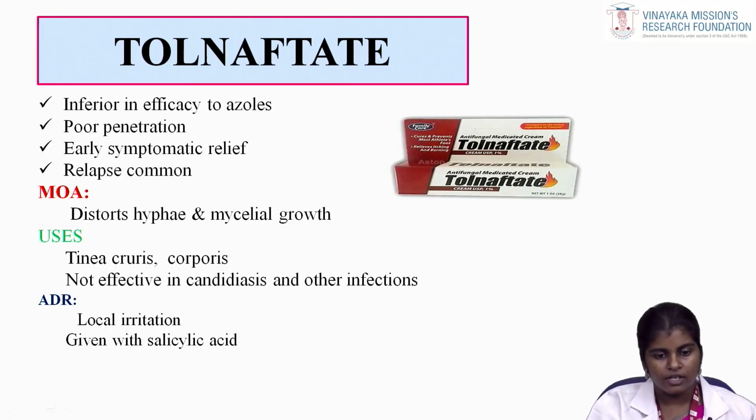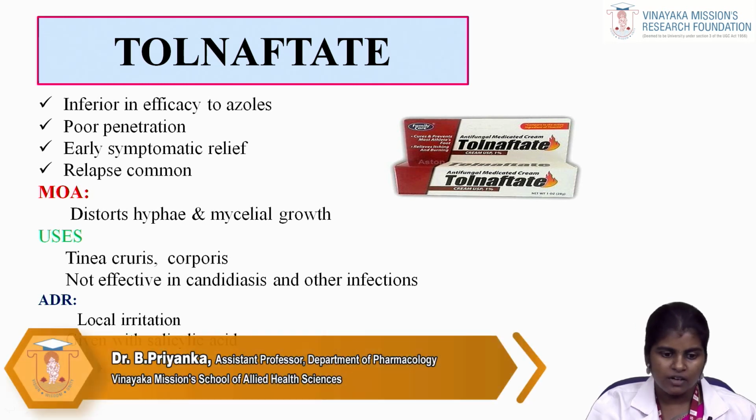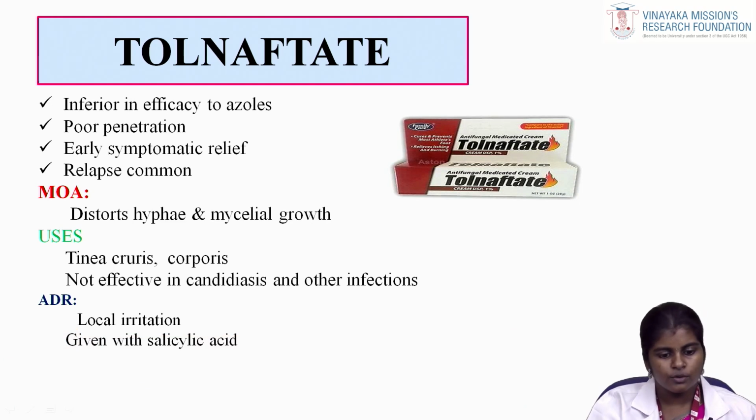Recently introduced topical antifungals. The first drug is tolnaftate. Because it is inferior in efficacy when compared with azoles, it is used only in a few situations such as tinea cruris and corporis. It is not effective in candidiasis. So it is reserved only for tinea cruris and corporis because it penetrates the skin poorly and provides poor symptomatic relief. So you cannot use it in other candidiasis and other infections. When used long term, it can cause local irritation. It can sometimes be given with salicylic acid.